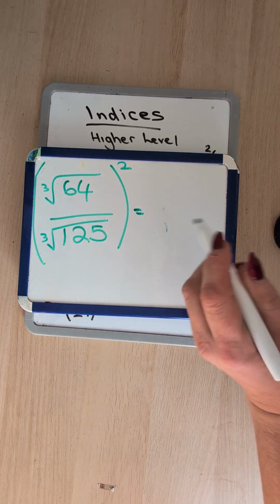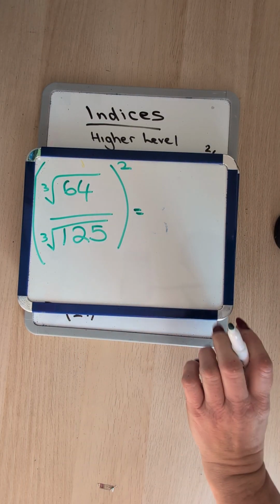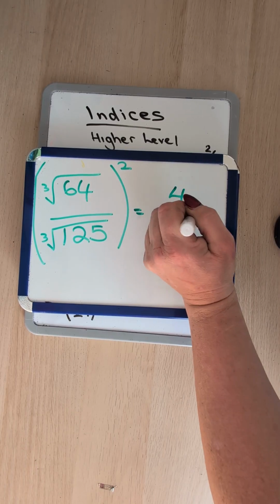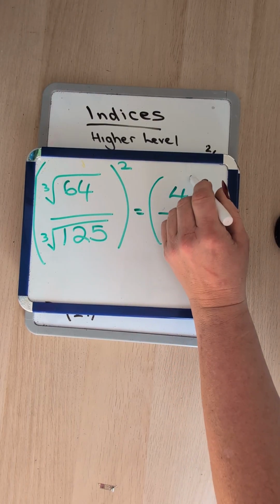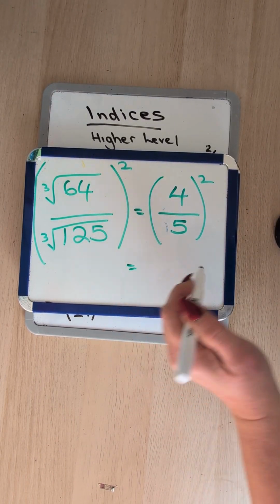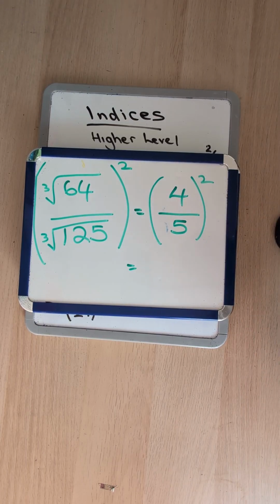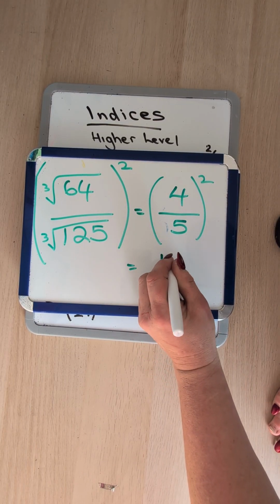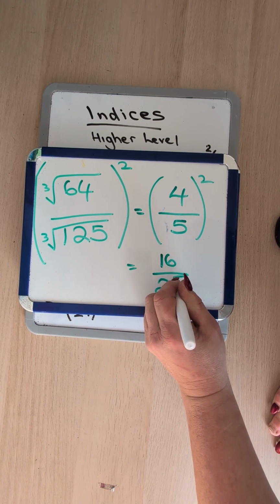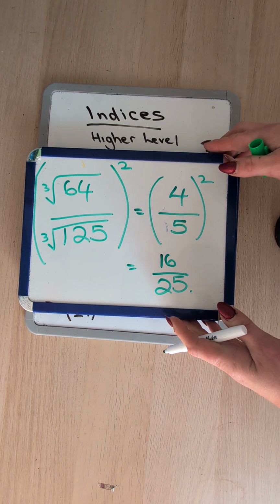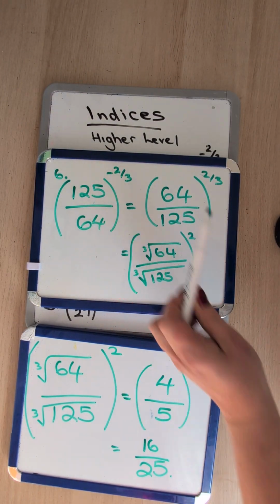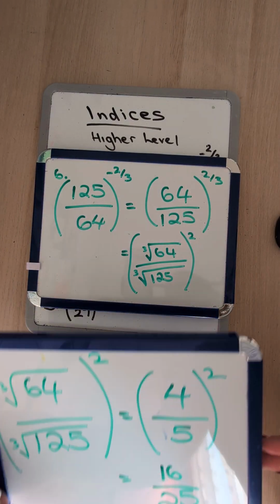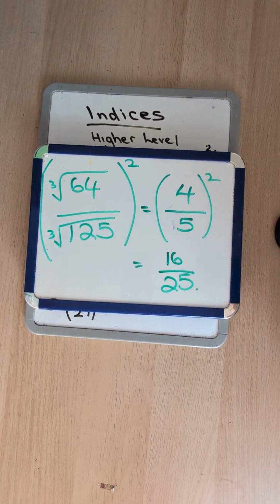So, cube root of 64. What number multiplied by itself 3 times makes 64? That is 4. And the number answer for the bottom, the denominator, is 5. We are squaring that, which means that it is 4 squared divided by 5 squared. So that is 16 over 25. So actually, as with a lot of stuff in maths, if you break it down into little steps, even though it looks quite daunting, it's just 3 little steps that have their own little role to get that answer.